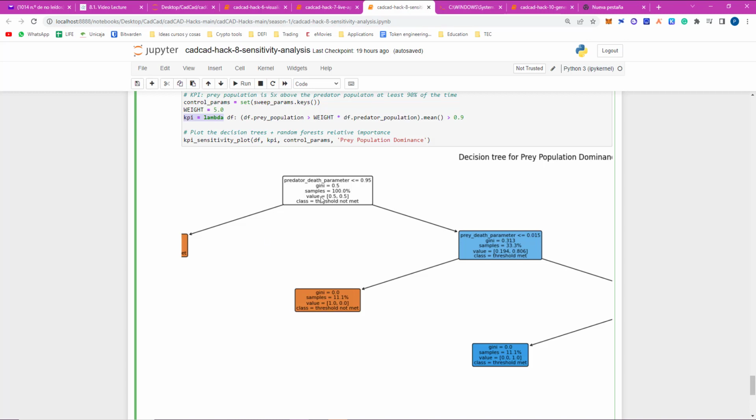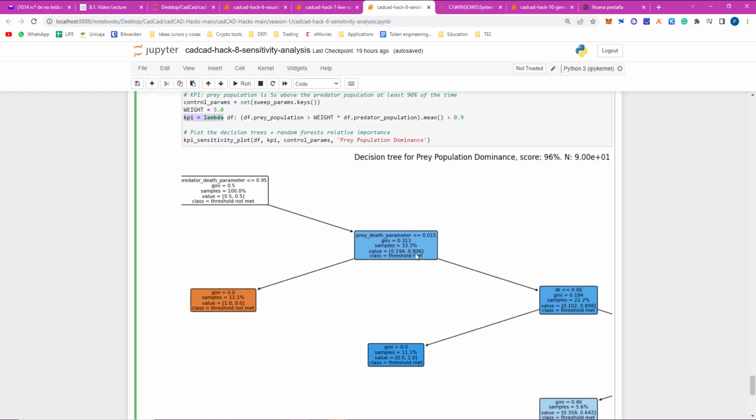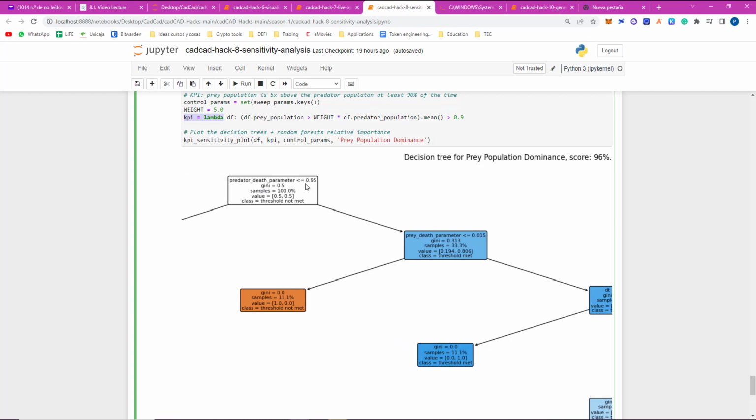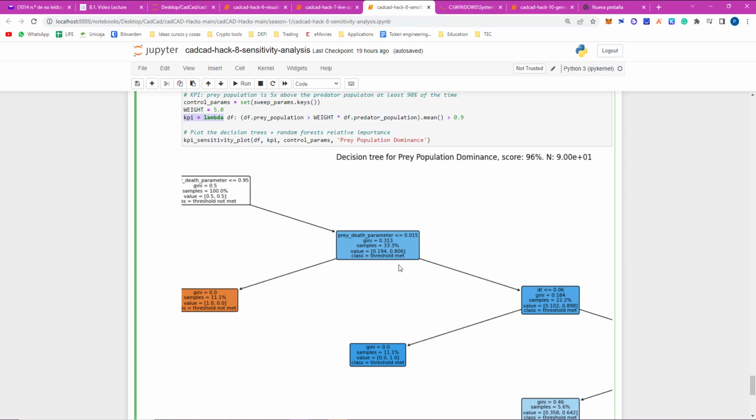Once that decision is done, you have a percentage on one side or a percentage on another side, and you go to the same parameter or a different parameter, and you define it again, and you make it again at a level of importance. In this case, when you already took out the predator depth parameter below 0.95, you assume that the most important parameter is the prey depth parameter. And you iterate.